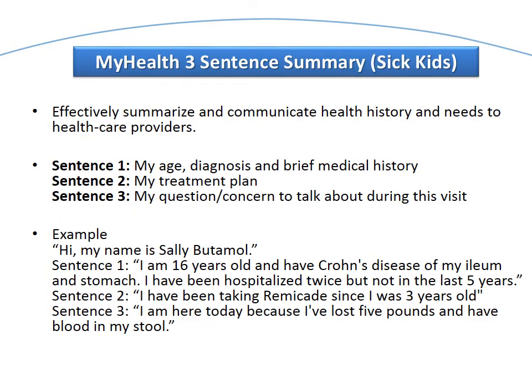Toronto Sick Kids also developed this really great short skill called the My Health 3-sentence summary, which I really love. It's basically supposed to give the emerging adult a framework on how to rapidly convey the most important information to a provider when it matters. So sentence 1 is age, diagnosis, and brief history. Sentence 2 is my treatment plan. And sentence 3 is what are my concerns and what are we talking about?